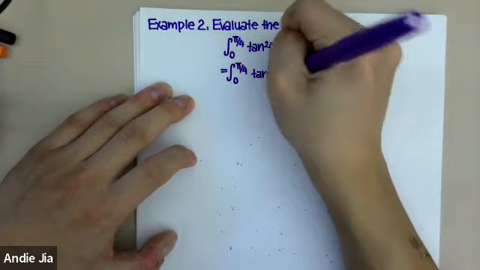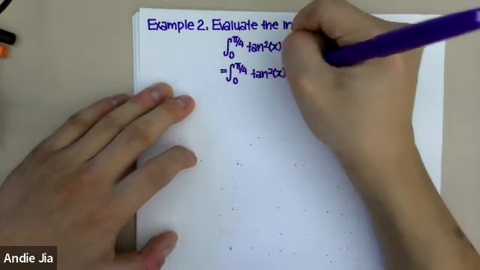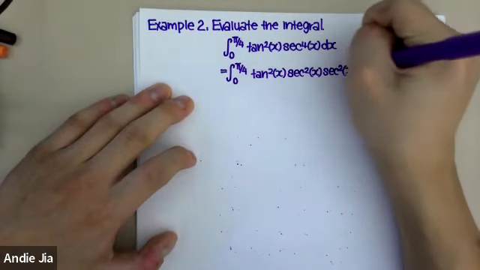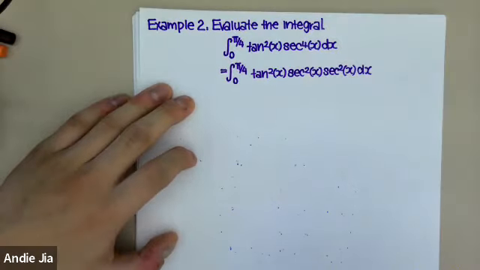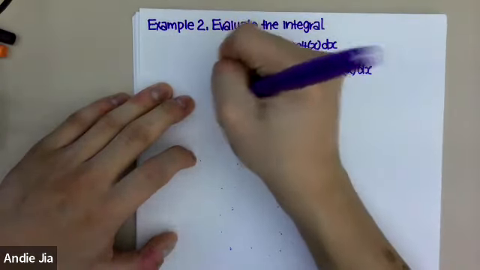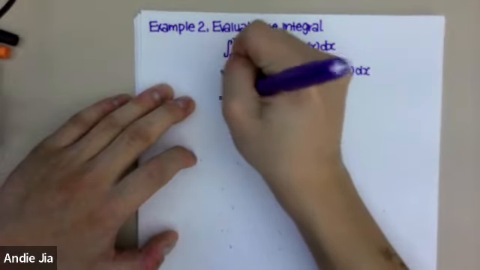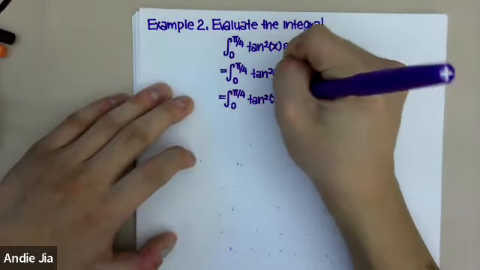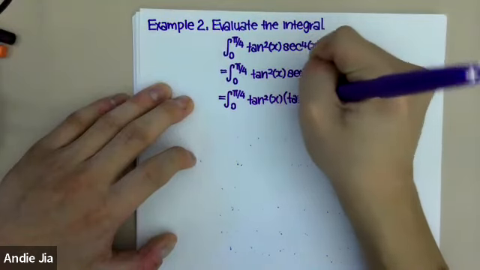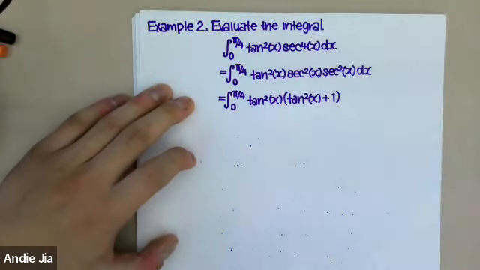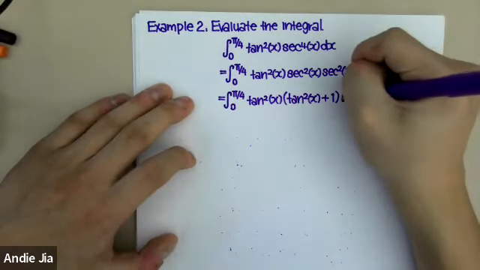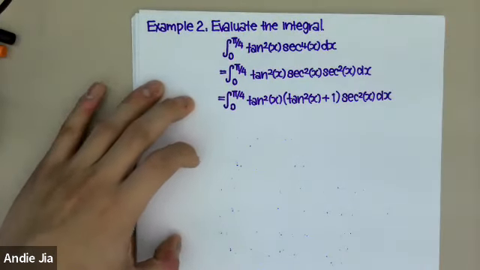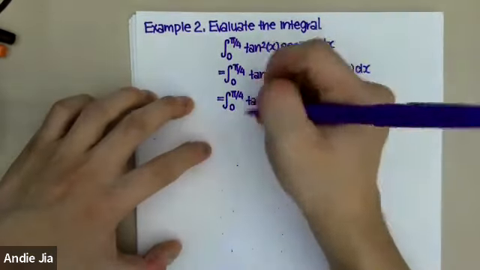Remain this unchanged, and keep one secant squared of x. Then rewrite this whole integral as the integral from 0 to pi over 4 of tangent of x times tangent squared of x plus 1, then secant squared of x, dx.